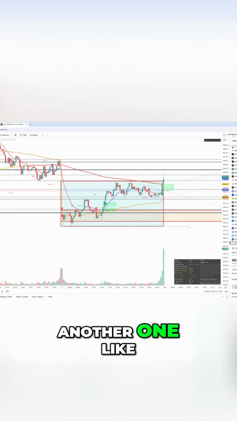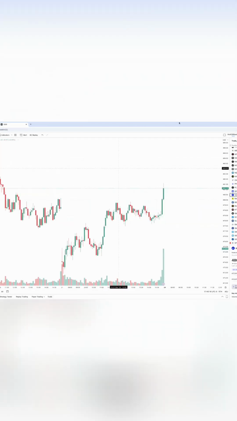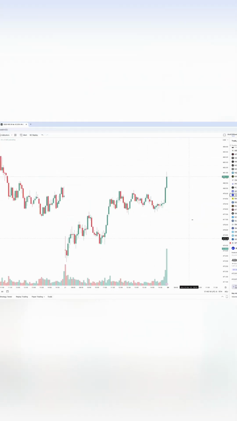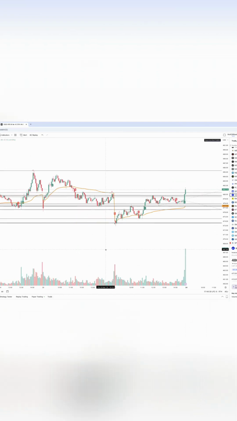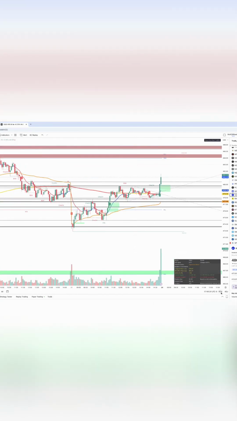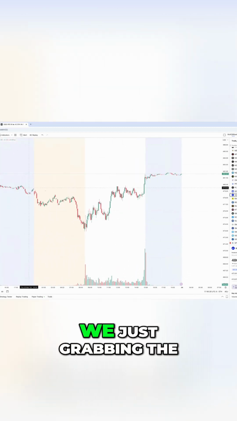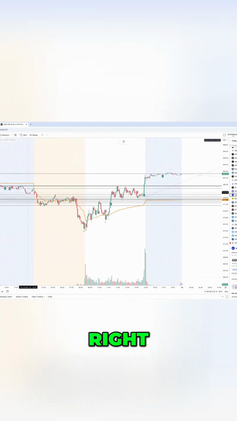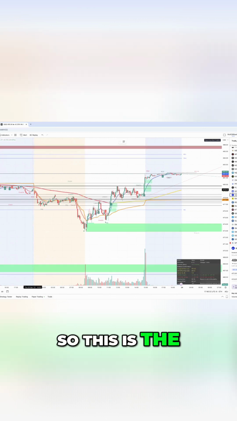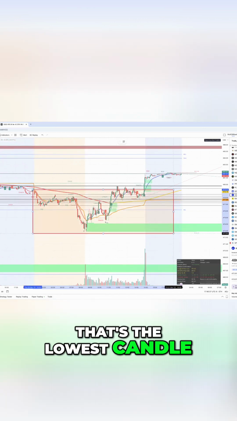So let's look at another one like QQQ. So we're flipping here. We're just grabbing the high and the low, right? So we're going to the peak of this candle. So this is the highest candle. That's the lowest candle, right?